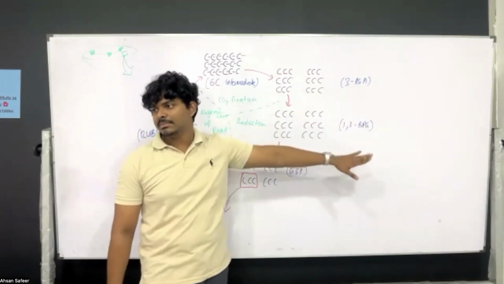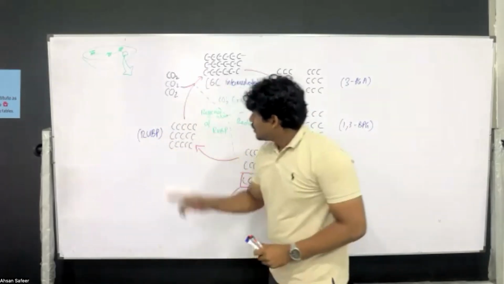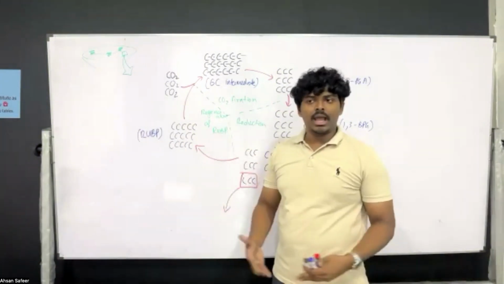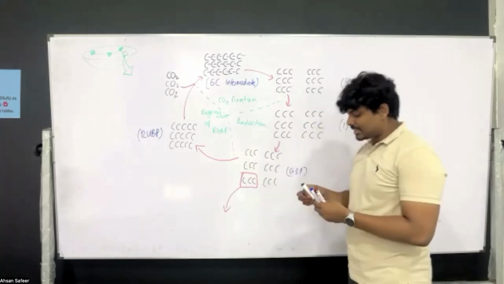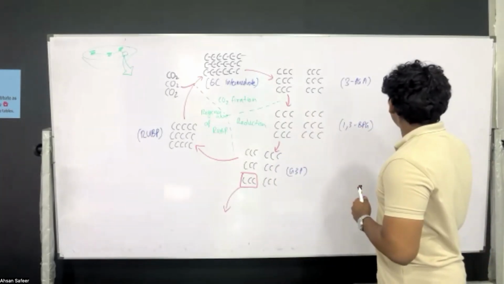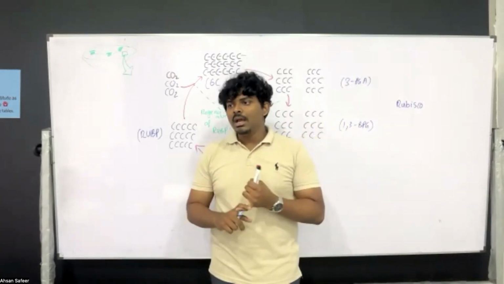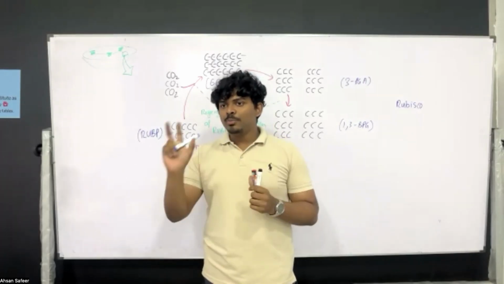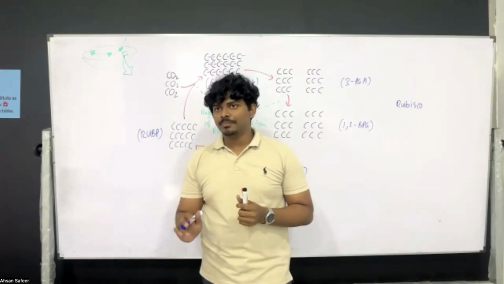Please remember these terms, surely will be asked. 3-phosphoglycerate. Now this carbon dioxide being attached to this RUBP is a reaction. And as every reaction requires an enzyme, the enzyme that is used in this process is known as Rubisco. Rubisco is RUBP carboxylase oxygenase.